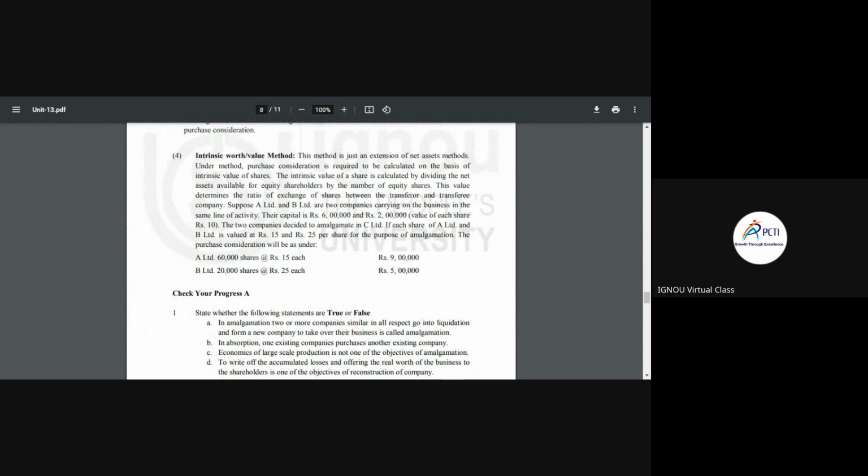Next one is intrinsic worth value method. This method is just an extension of the net asset method. So the purchase consideration is required to be calculated on the basis of intrinsic value of share. The intrinsic value of a share is calculated by dividing the net asset available for equity shareholders by the number of equity shares. This value determines the ratio of exchange of shares between the transferor and the transferee company.